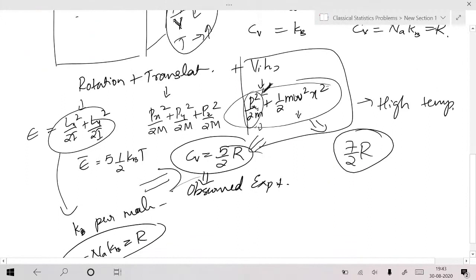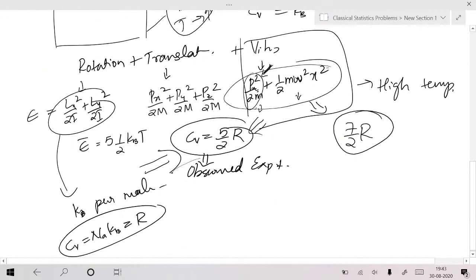Yes, tell me. Sir, gases also exhibit 3 by 2 R specifically. Yeah, that 3 by 2 R is because of translation motion. Look here, 3 degrees of freedom. 3 by 2 R is because of this one.